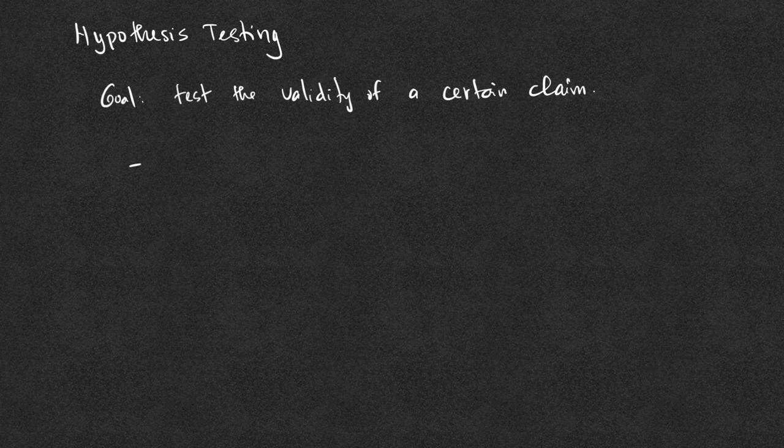The first step in hypothesis testing is to state the claims. This includes the null hypothesis, which we usually denote H sub 0, and the alternative hypothesis, which we denote H sub A. The null hypothesis is the statement of indifference, so it always has the equal sign. The alternative hypothesis can be either the left tail, the right tail, or the two tail.